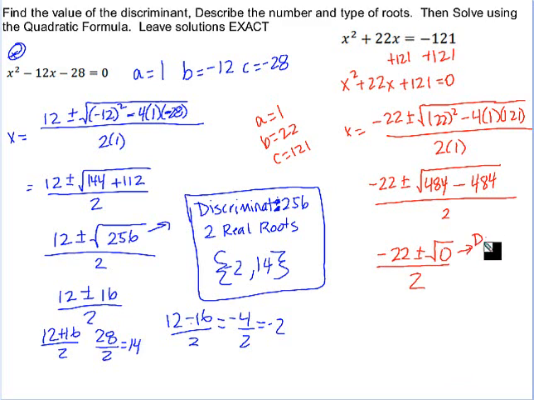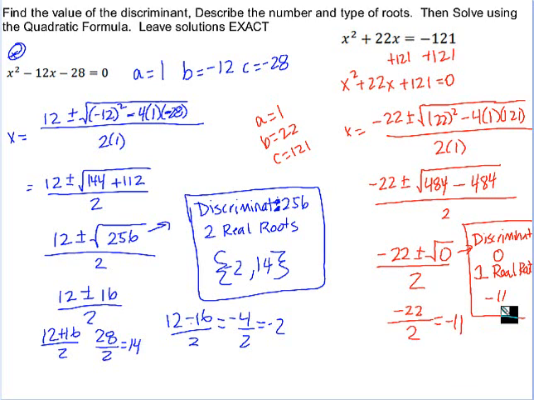This tells us that our discriminant is 0. Since our discriminant is 0, we have one real root. And that one real root we will now finish solving. Negative 22, we can't add and subtract 0 to it. We just get negative 22 back. So negative 22 divided by 2 is negative 11. So there we solve that using the quadratic formula.